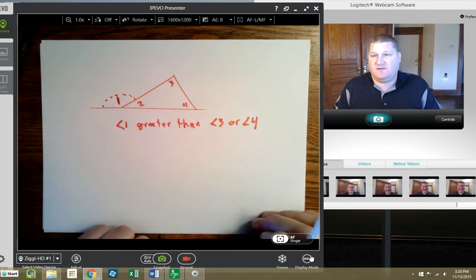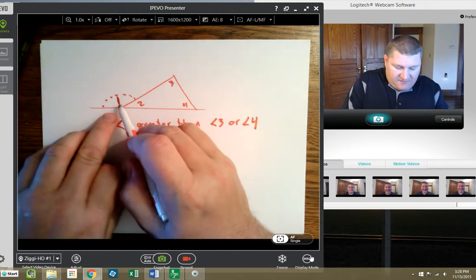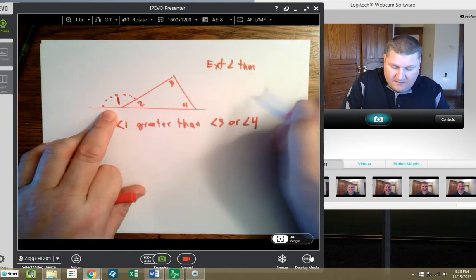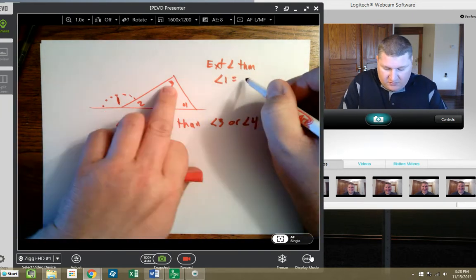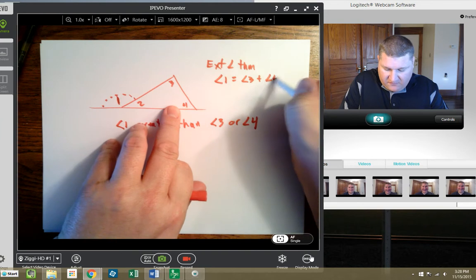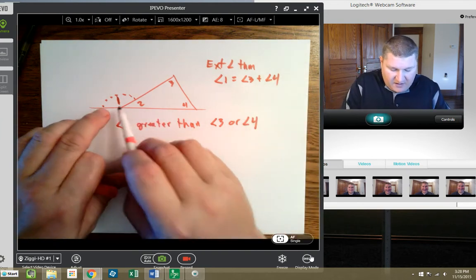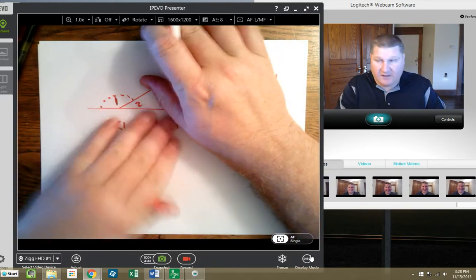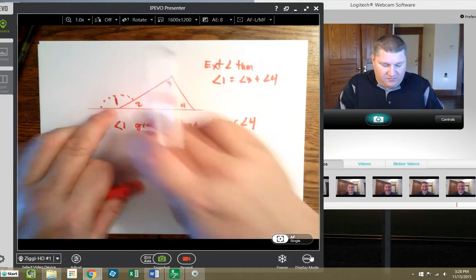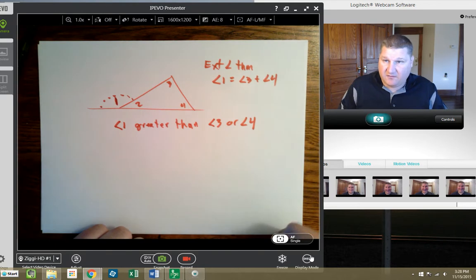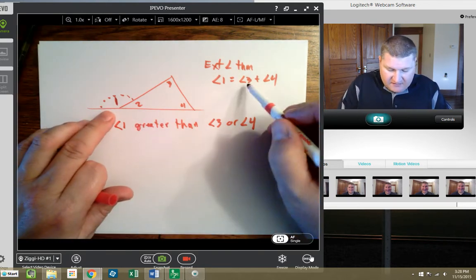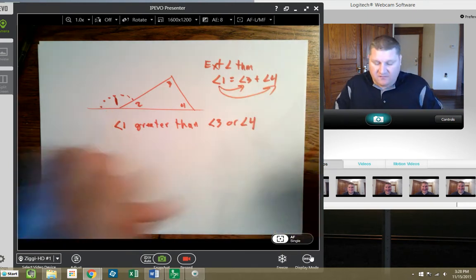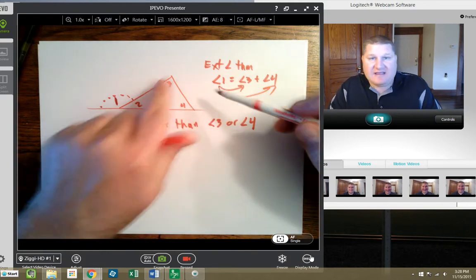Now, here's the reason for that. We already know that if we have an exterior angle, the exterior angle theorem says angle 1 equals angle 3 plus angle 4. And we know that because the triangle has to add up to 180, and these two angles have to add up to 180. So this one has to equal those two put together. Well, this angle has got to be bigger than this one, and it's got to be bigger than this one, because these two together make that outside angle.